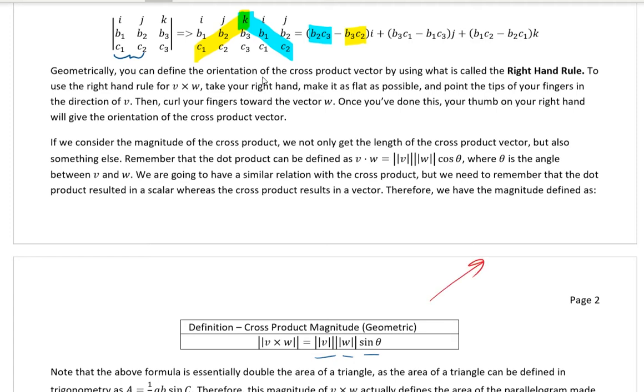So if you had a vector here and a vector here, if you repeat these vectors, that creates a parallelogram. And the cross product magnitude will find the area inside that parallelogram. And then you have your vector coming out of that. So that's what the magnitude will give us.